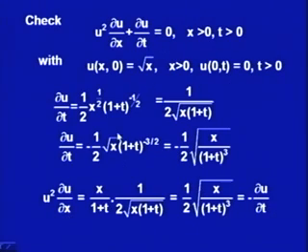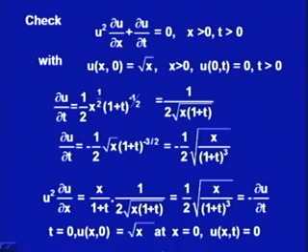Moreover, if I put t = 0 in our solution, I get only square root of x, and if I put x = 0, the whole solution would be 0 for all t. So, the solution which we obtained satisfies this. So, this is the method of characteristics for quasi-linear first order partial differential equations.